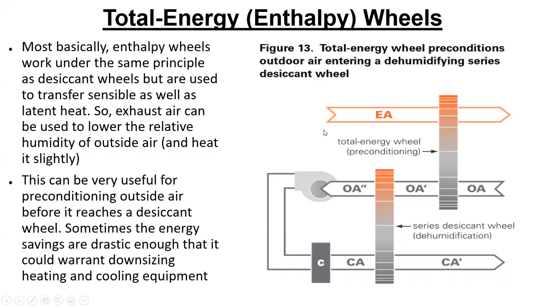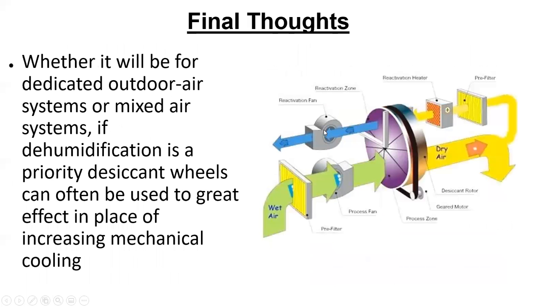Okay, so it's just an opportunity to do some preconditioning on that outside air, which helps your desiccant system a little bit. This can be very useful for preconditioning outside air before it reaches the desiccant wheel. Sometimes the energy savings are drastic enough that it could warrant downsizing heating and cooling equipment. And we don't have a lot in the way of examples on that here.